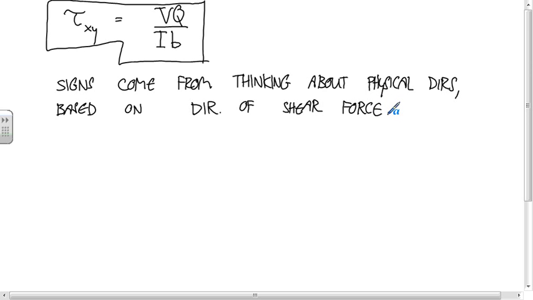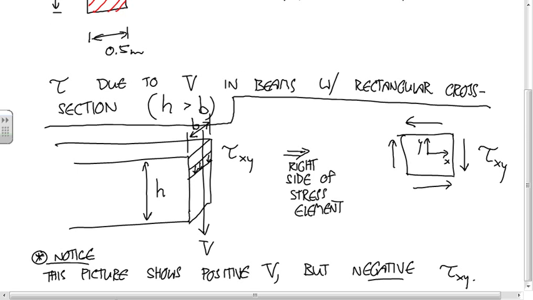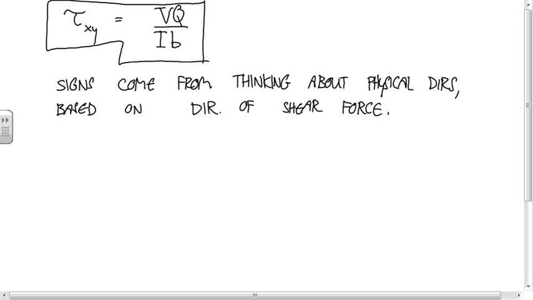Okay. So in other words, if you have a positive shear force down like this, it means you're going to have a shear stress that's also down on the right side, and that means that you have a negative shear stress in the XY direction. Okay. Any questions about that?